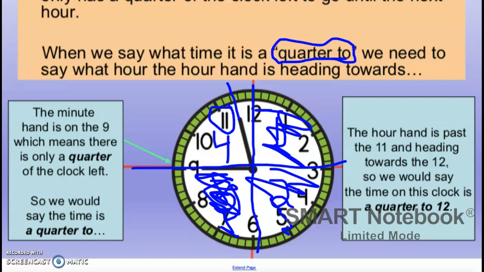So you can't say 1/4 past because the minute hand is not on the 3. It's not on the 15. So you would have to say 1:45 because in 15 minutes, it will be 12 o'clock. So there's two different ways to say things, either 1/4 to or 1/4 past.